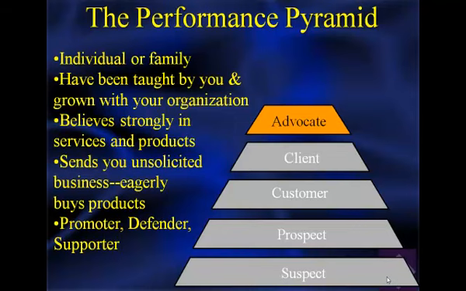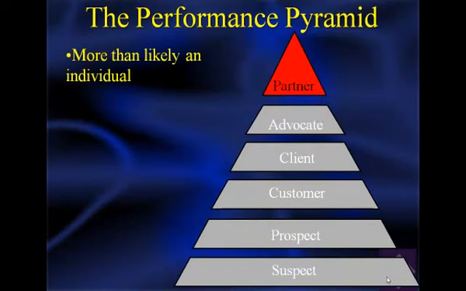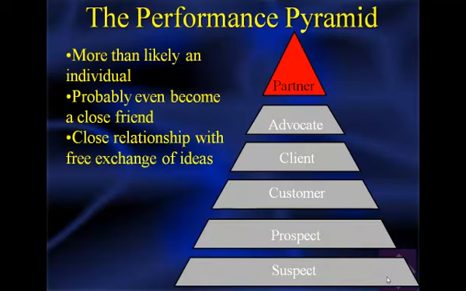Now, is there anything better than an advocate? Well, absolutely there is. At the top of the pyramid, it's called a partner. Now, a partner is more than likely an individual. We get out of the family side of this thing now. This is more than likely an individual and probably has even become a close friend of yours. You're working so closely together.